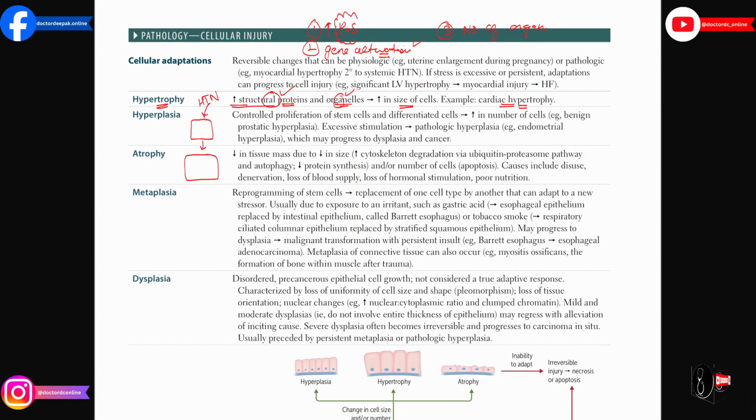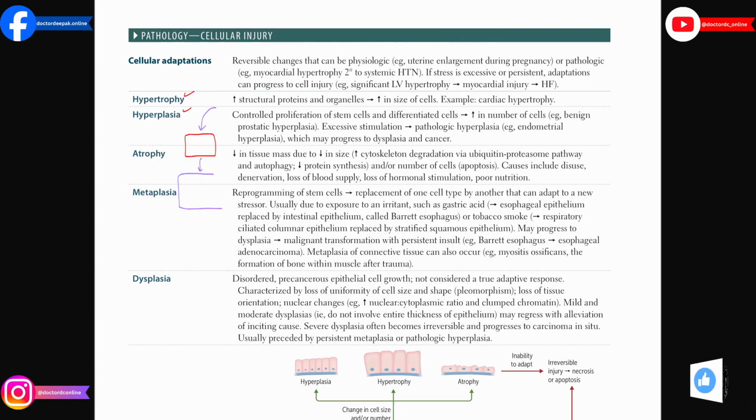Then next we'll discuss hyperplasia. So first of all, again, we have to understand the basic difference between hypertrophy and hyperplasia. Let's take an example of another cell. This is a normal cell, and let's suppose I am going to put a stress on this cell. If this cell increases its size, it is called hypertrophy. But if this cell does not increase its size, and it only increases the number of cells.